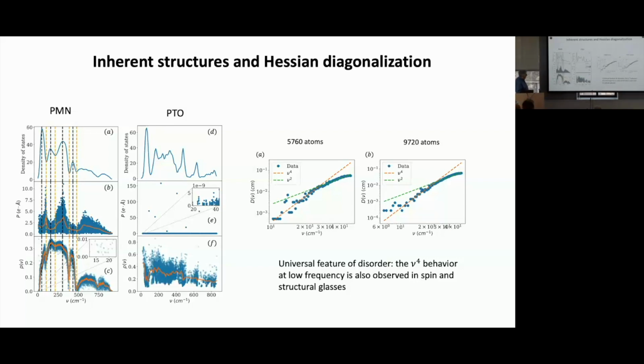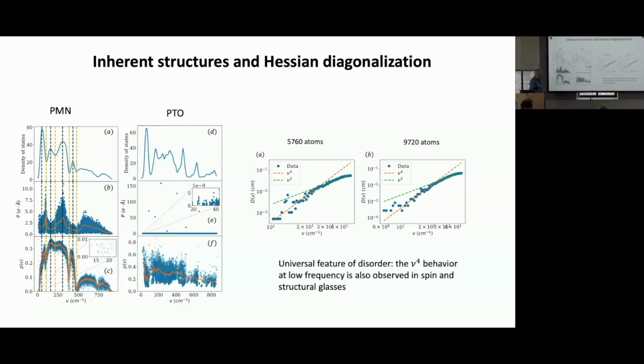So we have this very localized mode, and we could study here with a model with this number of atoms the density of states, and we get a clear indication that there is a contribution going like omega to the fourth power in the mode for omega going to zero, which is similar to what has been found for spin glass models, but also for structural glass models.